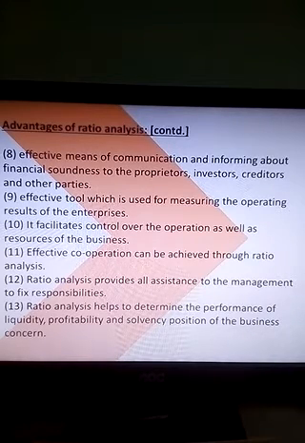At the end of each and every financial year, we are going to find out this ratio, and the proprietors and the investors, creditors are looking forward for the company if the ratios are standard ones, at par with the industry standard.